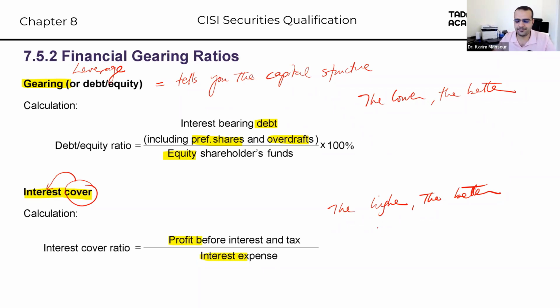The higher, the better. We call this the safety margin. The higher, the safer the company is. Because remember, interest expense is a commitment. Unlike dividend, a company can decide not to pay dividend. So really, we don't have to worry about safety when it comes to dividends. But when it comes to interest cover, we need to look at how much profit we have and how many times it can cover the interest expense.